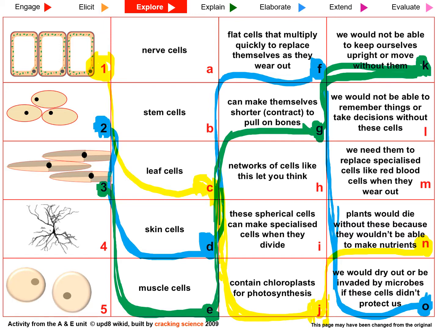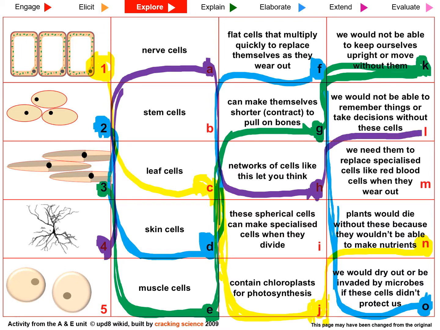Next here, we've got this one. And this obviously, I think, was easy for you guys. This is your nerve cell, which goes up here to A, right? And from there, whatever its special features, it's there to network with other cells so that we can think. And of course, if we didn't have this, we would not be able to make decisions or really remember things or control our bodies because we would not have the nerve cells to build our nervous system.